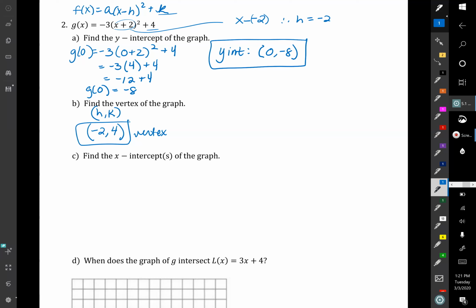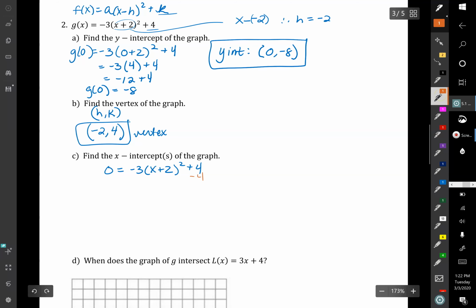C, find the x-intercepts of the graph, and you can do that using the square root method. That's great review for you guys. Just set g of x equal to 0 and put in your function there. And then you're going to subtract 4, divide by -3, and take the square root of both sides. So pause the video and try that.